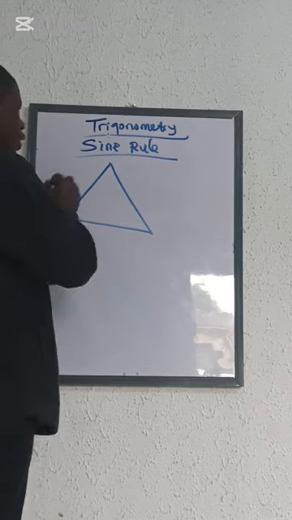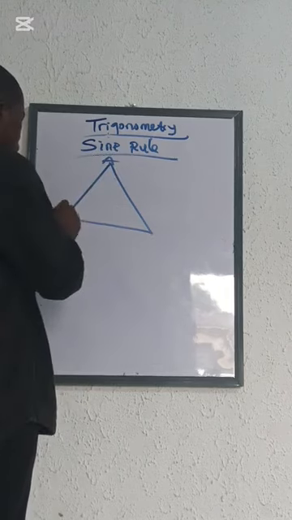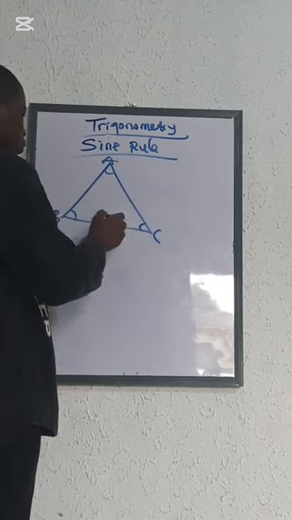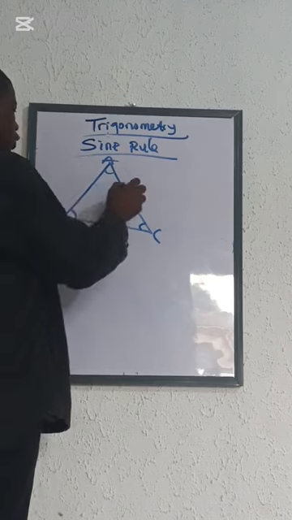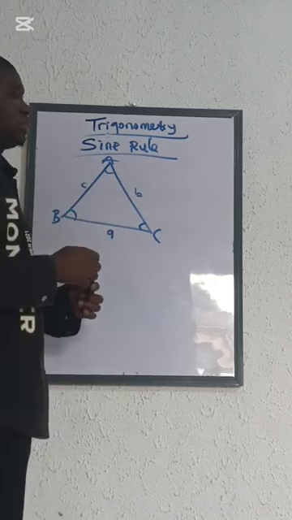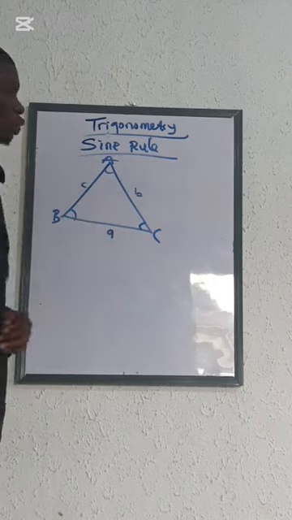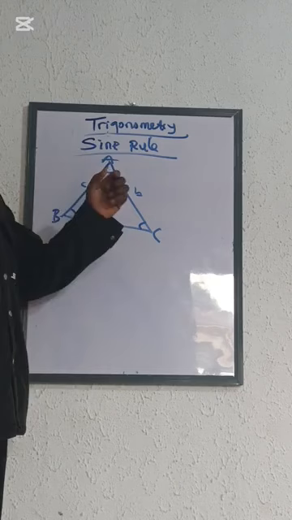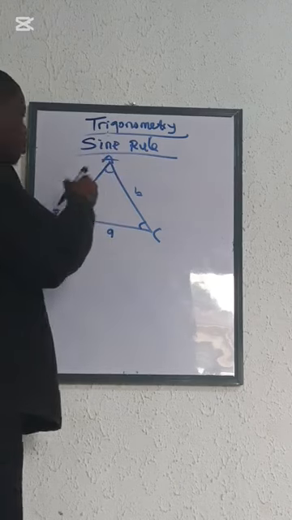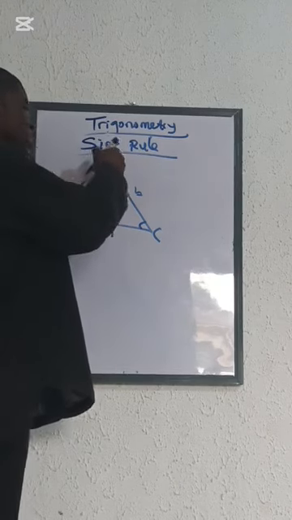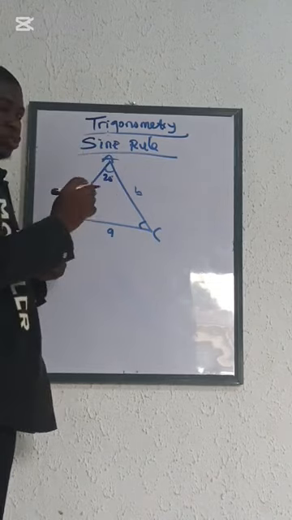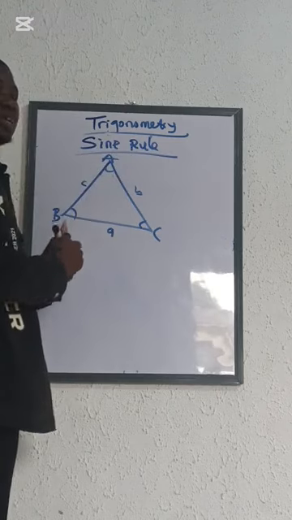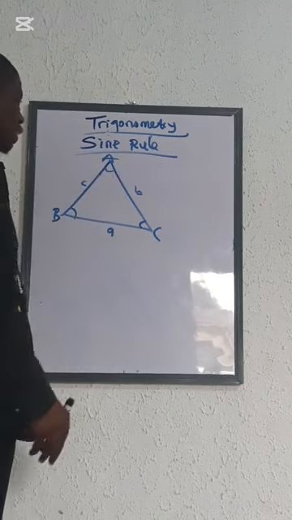We have A, B, C. We have small letter a, small letter b, small letter c. Now, please understand this concept. When we have A, B, C, this A stands for the angles. For example, if we have 20, this A is 20 degrees. Do you get it? That's what it means. The capital letters stand for the angles, while the small letters stand for the sides.